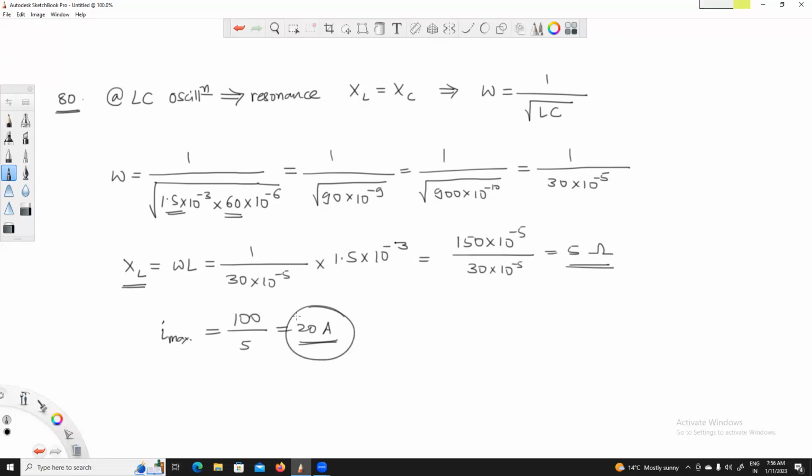So far we have completed this exercise. In the upcoming lecture, we'll see the previous year questions for NEET based on this AC circuit.